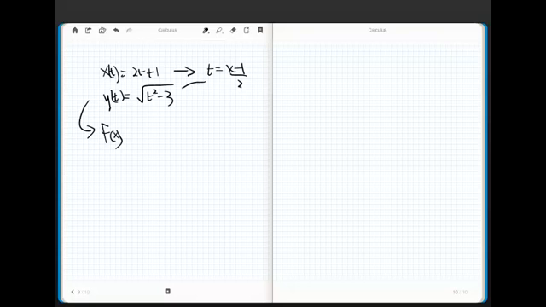And then I simply plug this t value into here. And here's what I get. I get f of x, which you can think of as just being y of x, it's the same thing, is the square root of ((x minus 1) over 2) squared minus 3. All right? This is what this function looks like.